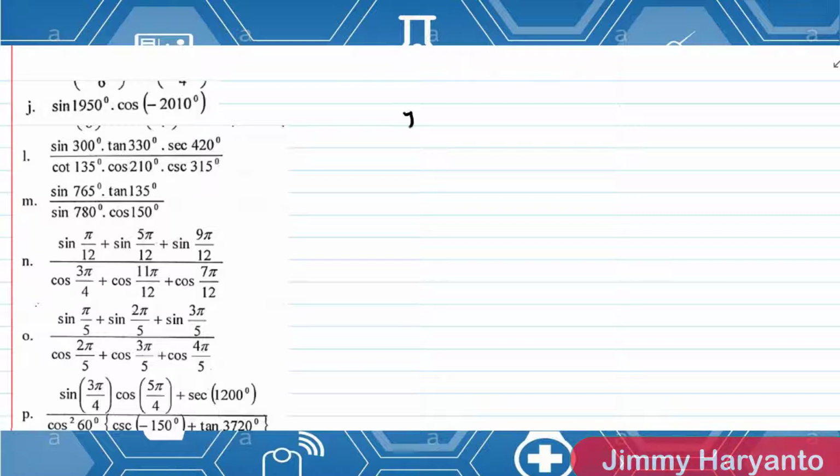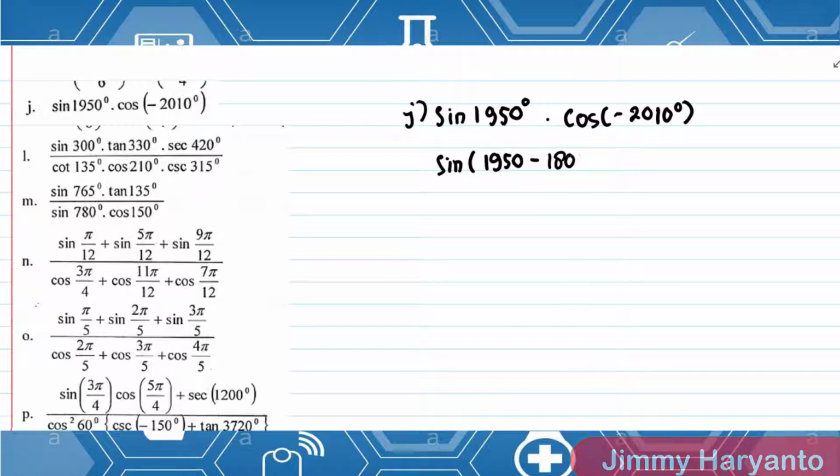For J, it's sine 1950 degree times cos negative 2010 degree. Okay, so for this one we have to make the angle smaller. So it will be sine in the bracket 1950 minus 1800, because it's a multiple of 360 and it's very close to 1950, times cos. For the negative one we have to add, not minus.